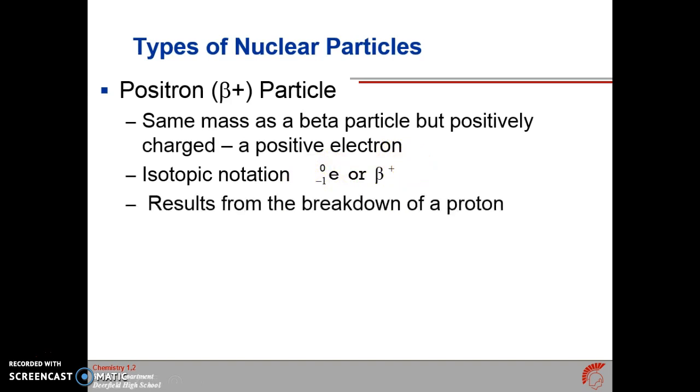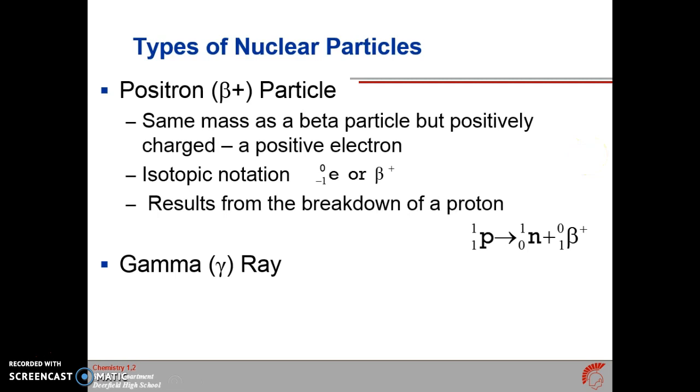Positrons result from the breakdown of a proton. So the electron, the beta particle, comes from a neutron rearranging. The positron comes from a proton rearranging. So what happens, you take a proton, put all the mass into the neutron, and then the positive charge is what gets ejected as the positron.